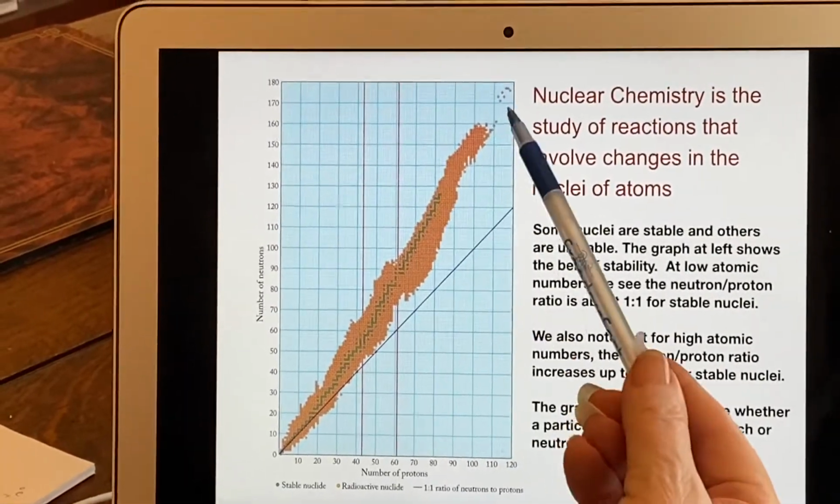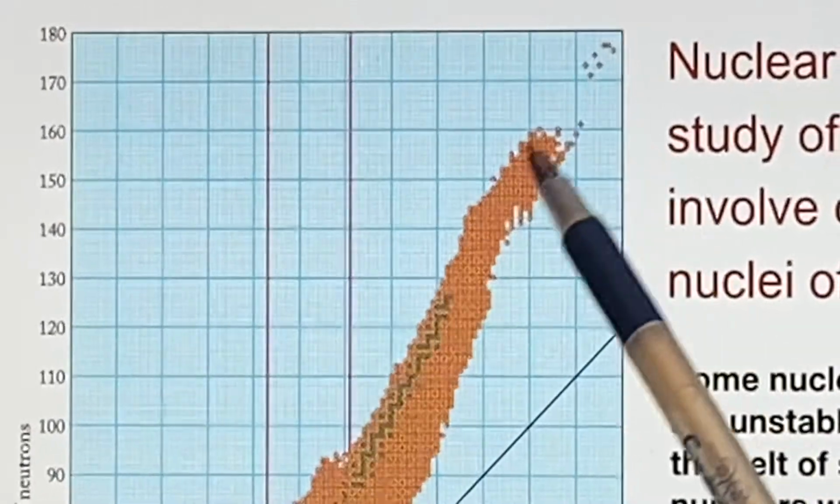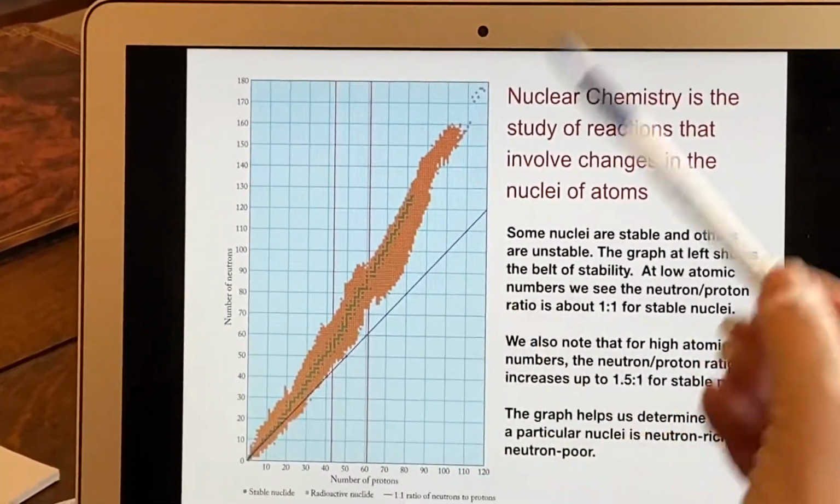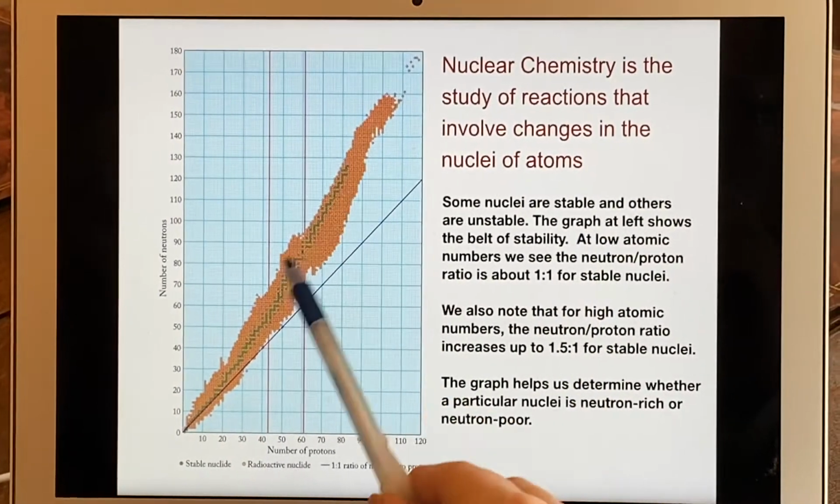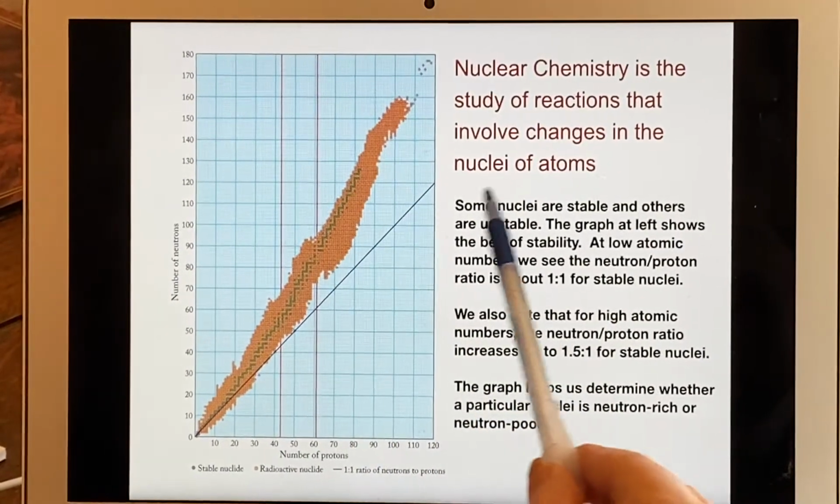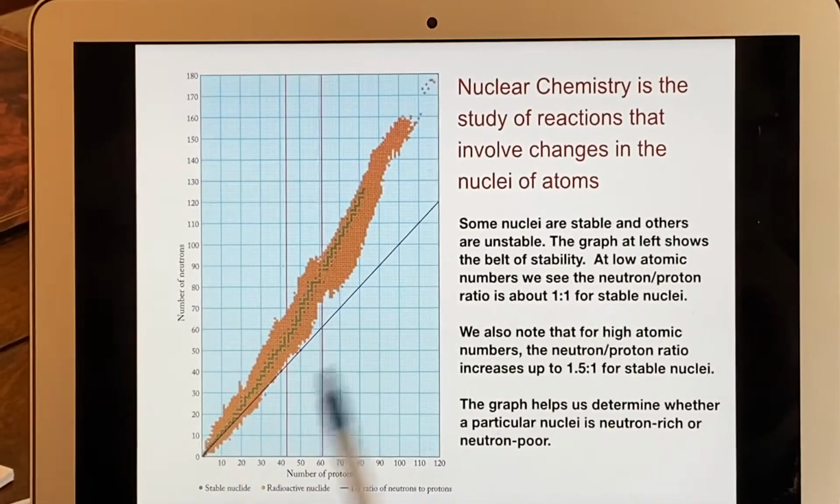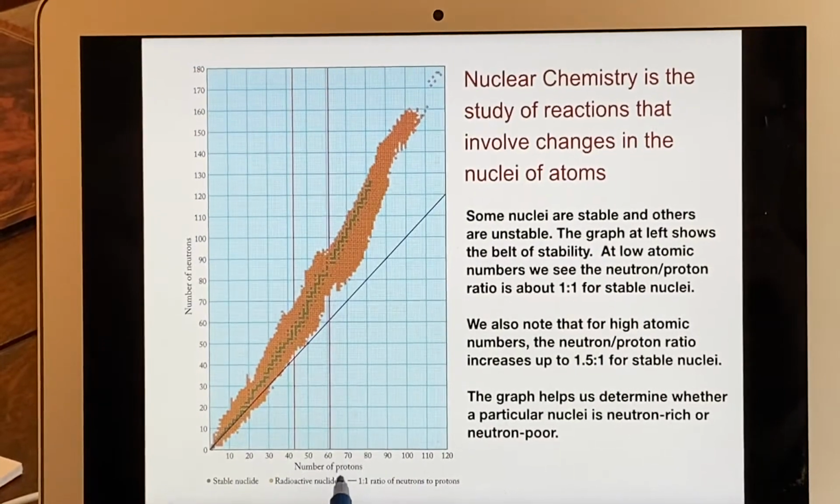You end up with the last of our periodic table being full of nothing but radioactive particles. All the elements are radioactive after a certain point. So the ones that are stable are the ones that are the teal. The ones that are unstable are what we call the radioactive ones. We have the belt of stability, and at low numbers, there's that 1-to-1 ratio between neutrons and protons.